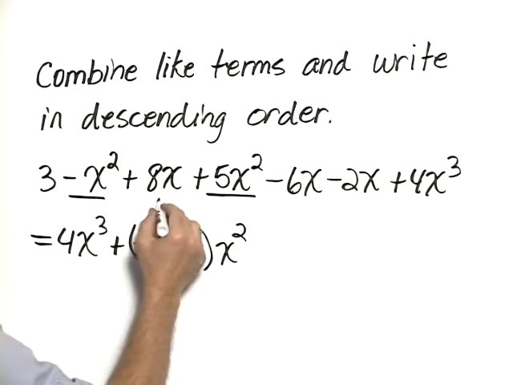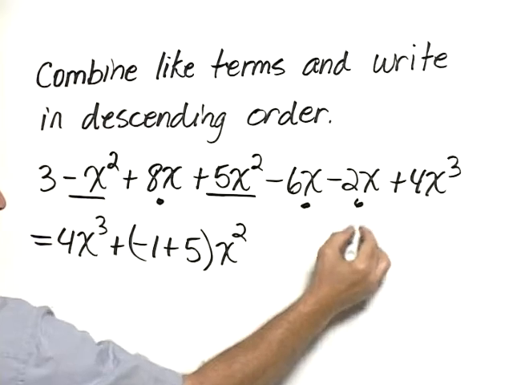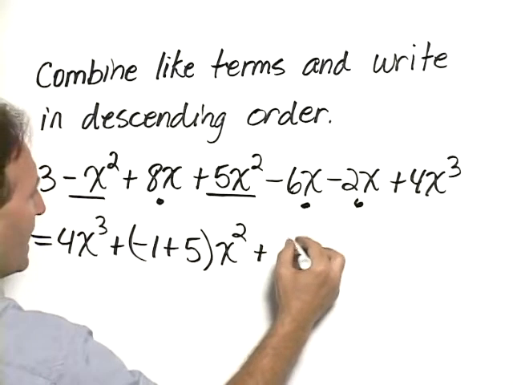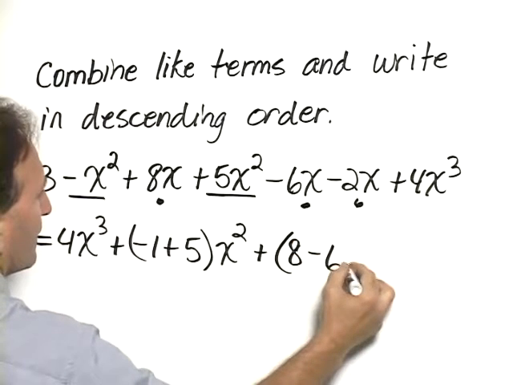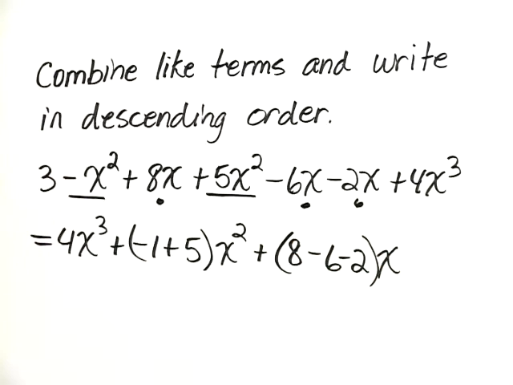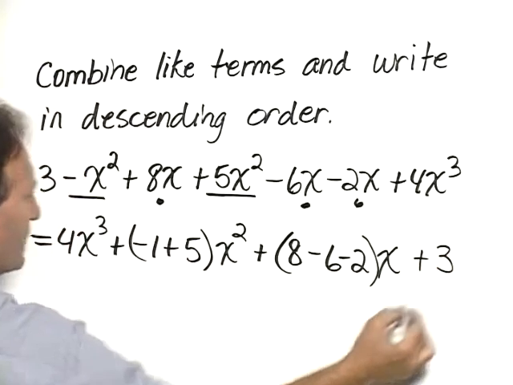Next, we would look at the x's, of which there are 3. And so we would have plus, in parentheses, 8 minus 6 minus 2 times x. And then the only constant term is plus 3.